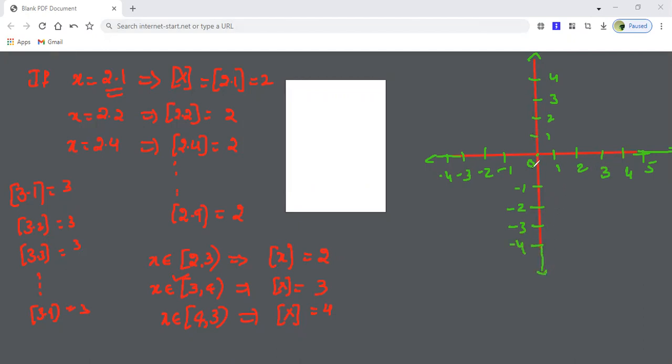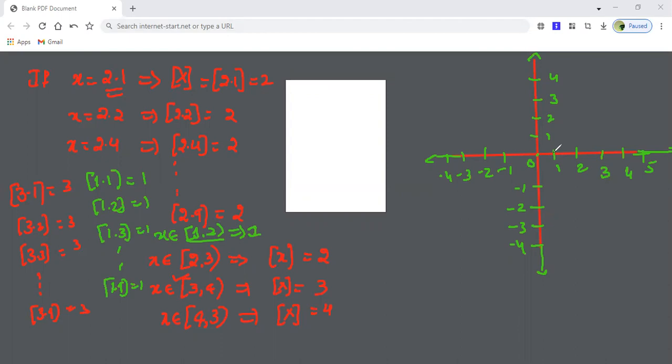If I take this interval, suppose x belongs to the semi-open interval between 1 and 2. What I'm trying to say is, if x is equal to 1.1, the greatest integer of this will be 1. Say it is 1.2, it is again 1. If it is 1.3, again it is 1. Up to 1.9, it is again 1. That means on the semi-open interval [1, 2), this will be equal to 1.